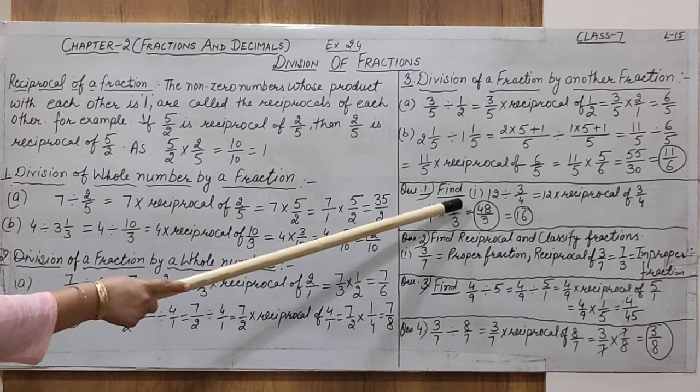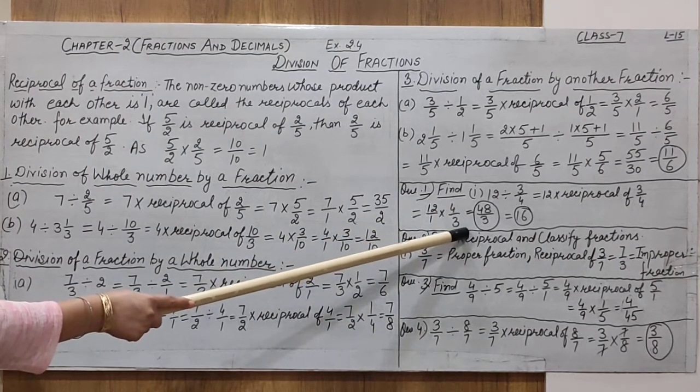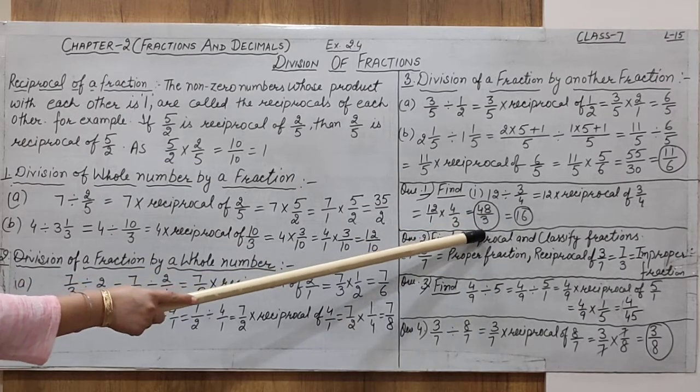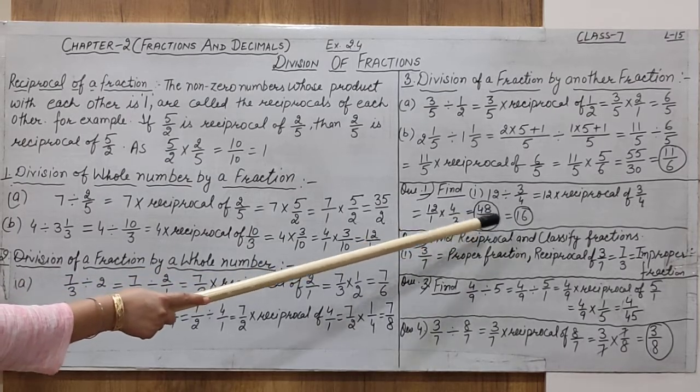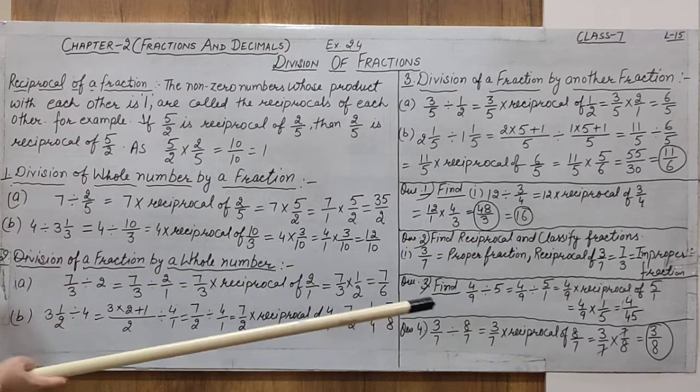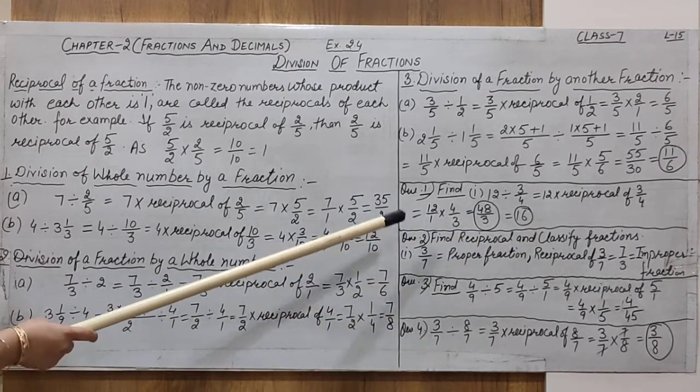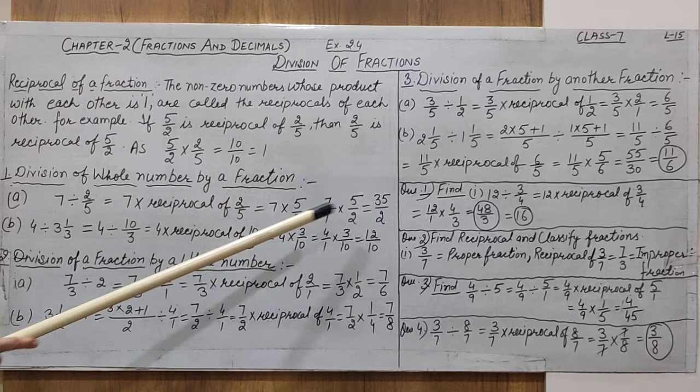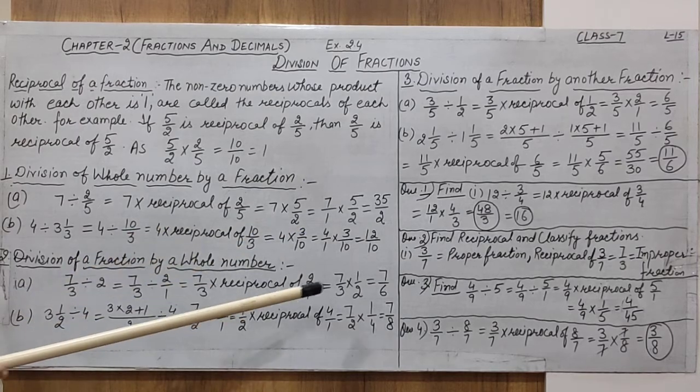So multiply the numerators and multiply the denominators. We get 48 by 3. And then 3 divides 48, the result is 16. Alright, I hope you understood this very well. This is the first type of question.